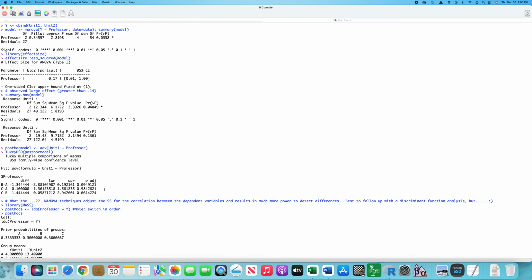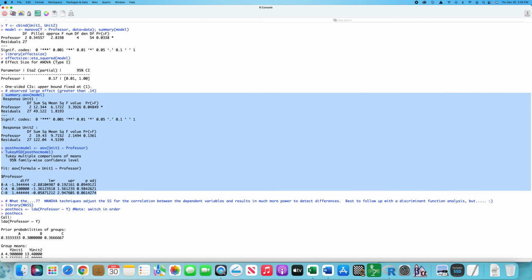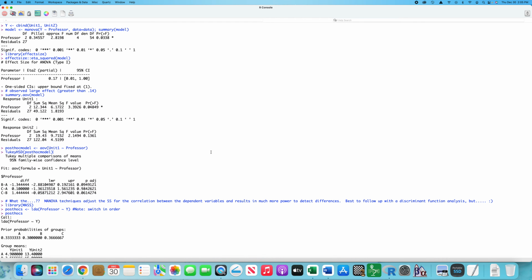Interesting stuff, and I'm glad it turned out this way because I want this tattooed to your brain that these univariate tests don't always align with the MANOVA, the multivariate test, because the MANOVA has more statistical power. That'll probably be an exam question.